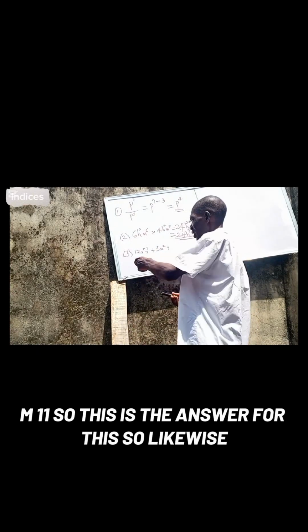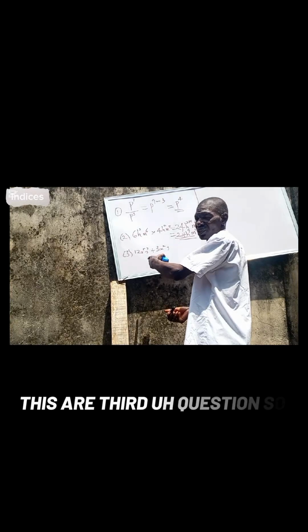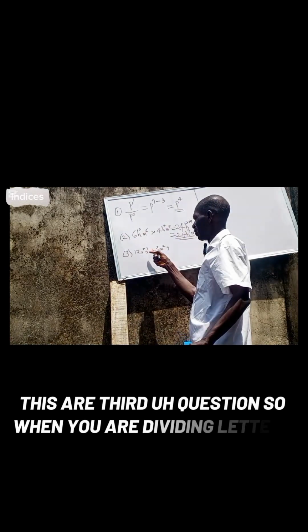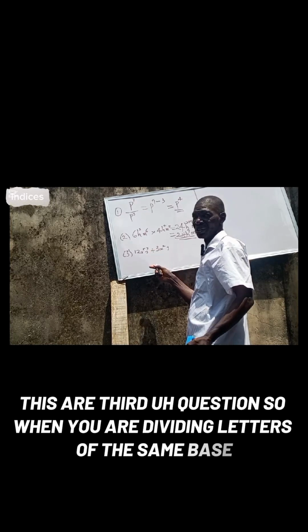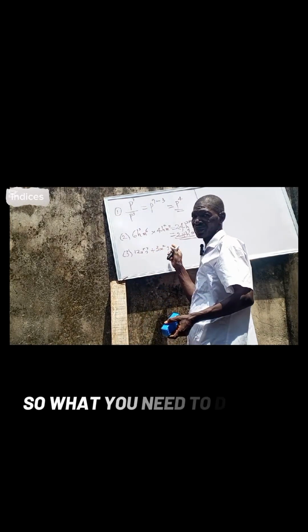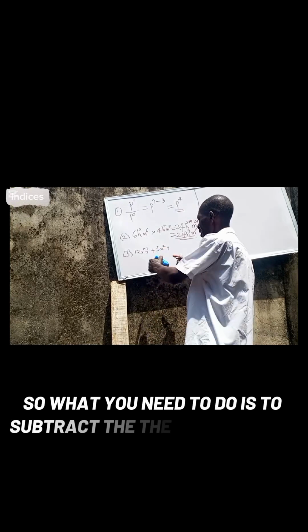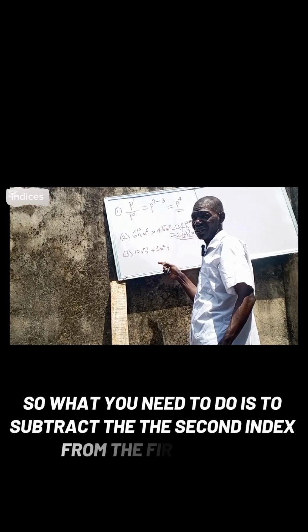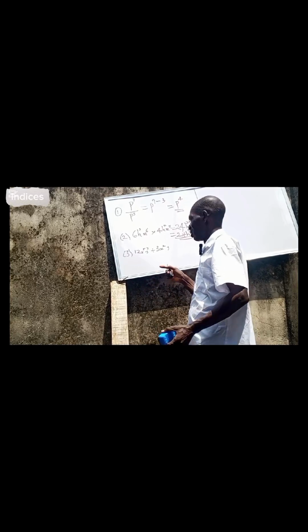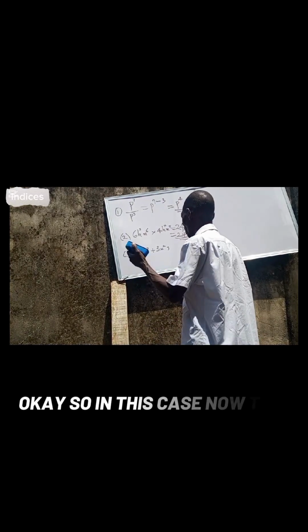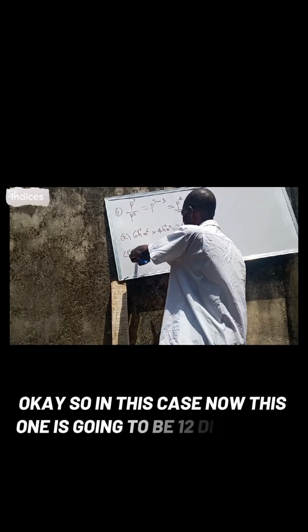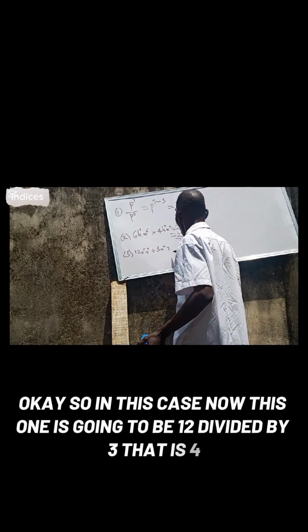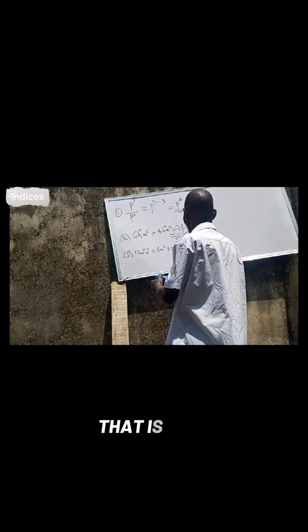So likewise, this third question. So when you are dividing letters of the same base, what you need to do is to subtract the second index from the first index. Okay, so in this case now, this one is going to be 12 divided by 3, that is 4.